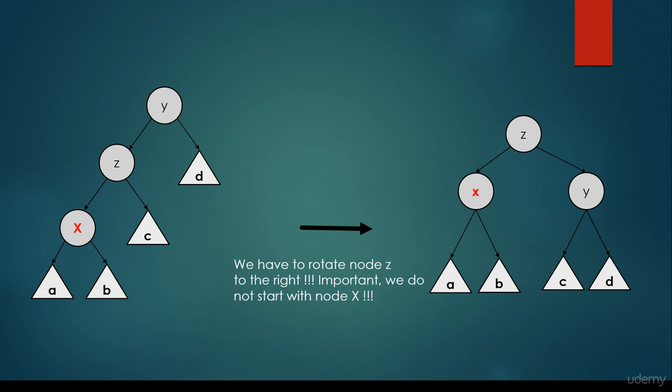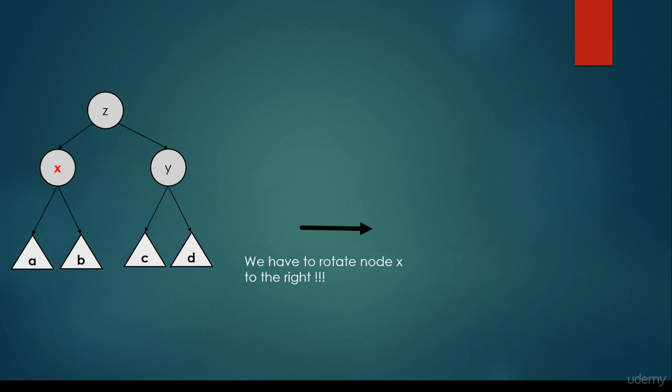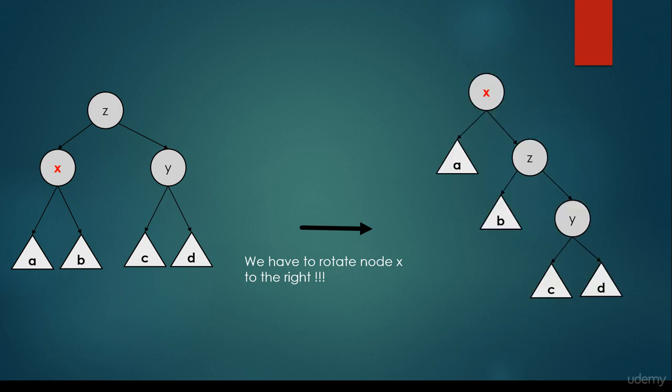The node X is still not the root node, so we have to make another rotation. Okay, so we have to rotate node X to the right. And as you can see, this is the situation we are going to end up with. You may pose the question that, okay, this is not a balanced tree. Of course, it is not a balanced tree, but this is not the aim of a splay tree.